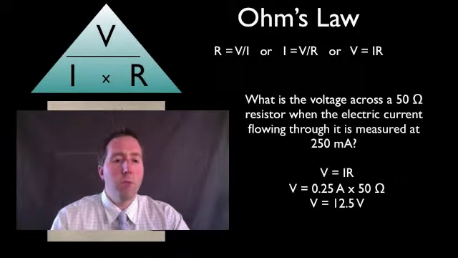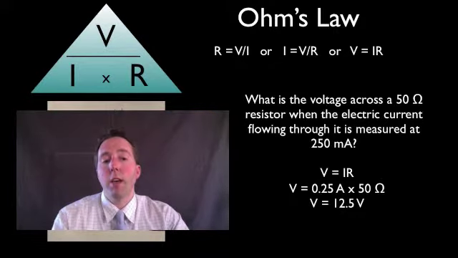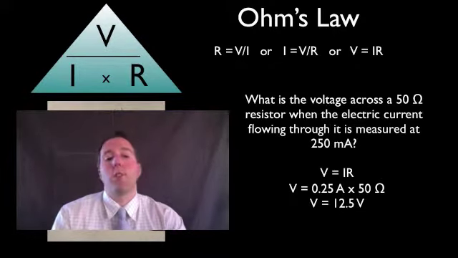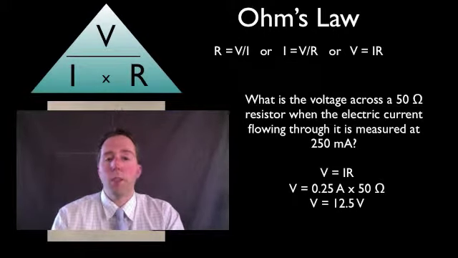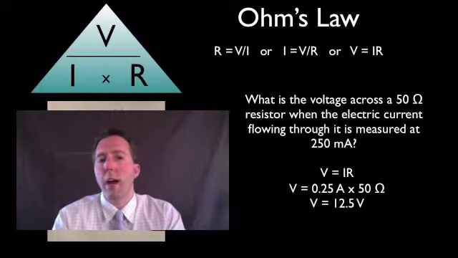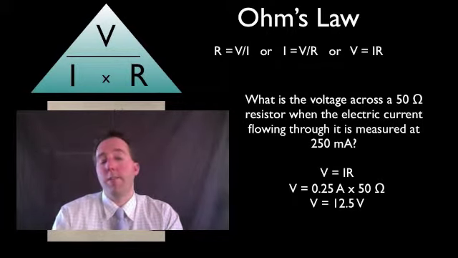So I can use Ohm's law to calculate either the voltage or the current or the resistance in an electric circuit, and scientists use that all the time. So that's all about Ohm's law. It's V equals IR, I equals V divided by R, or R equals V divided by I.